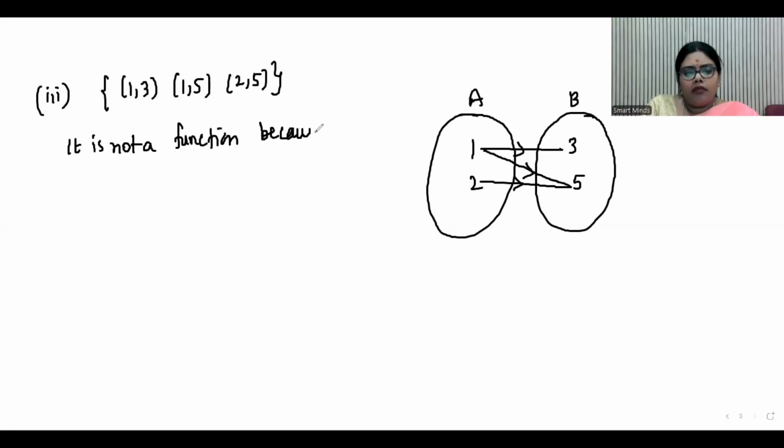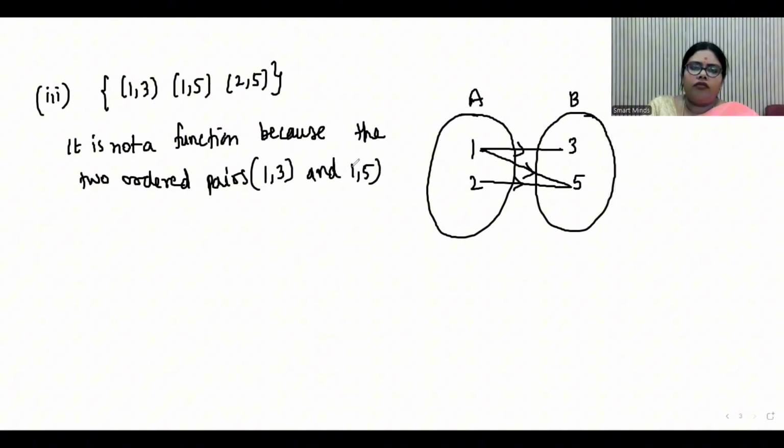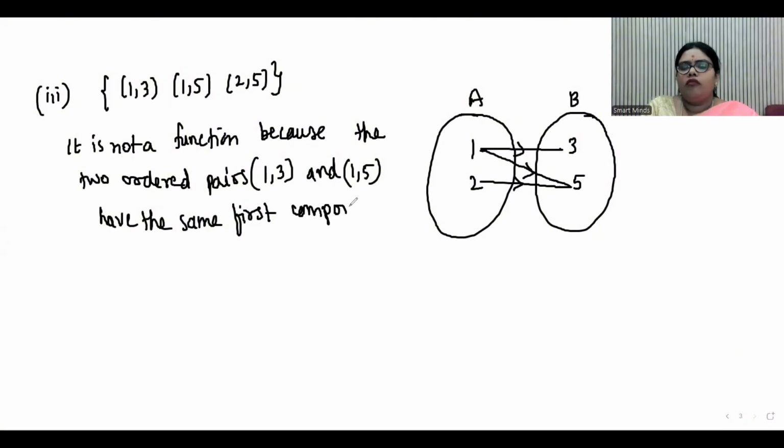Why? Because two ordered pairs have same first component. Because one has two images, which is not possible. Because the two ordered pairs 1, 3 and 1, 5 have the same first element. Each element should have only one image. But here you can see one has two images. So which denies the rule.